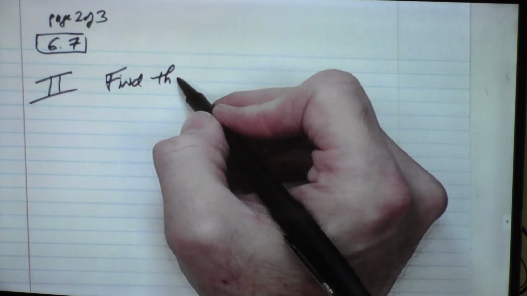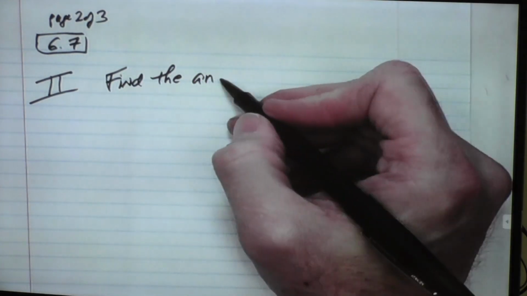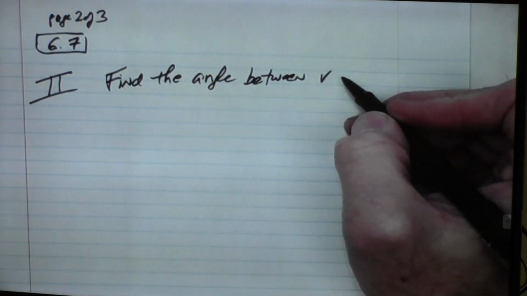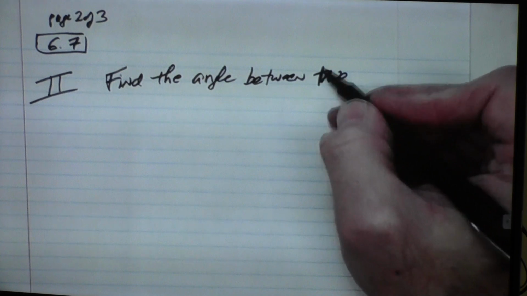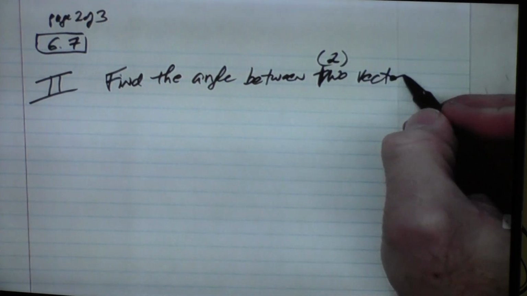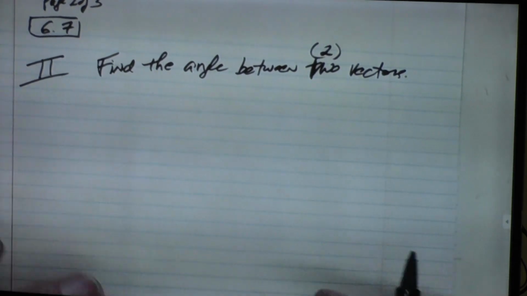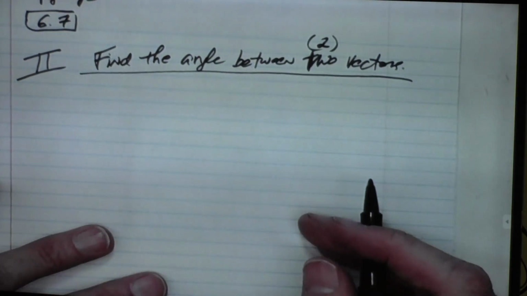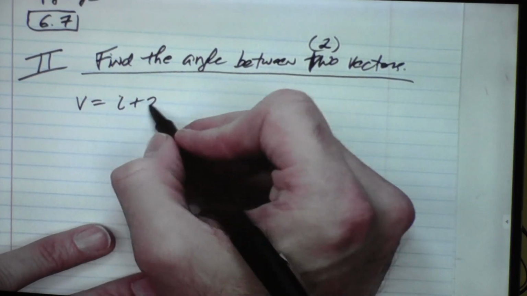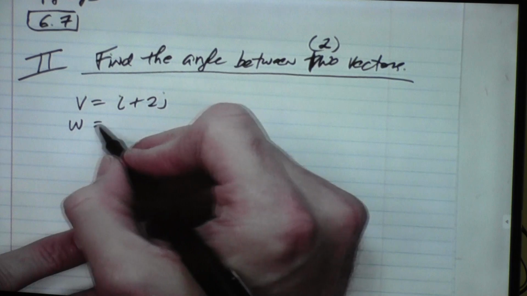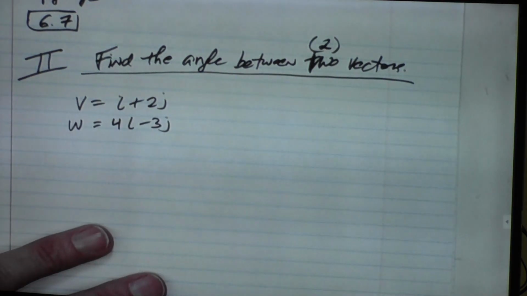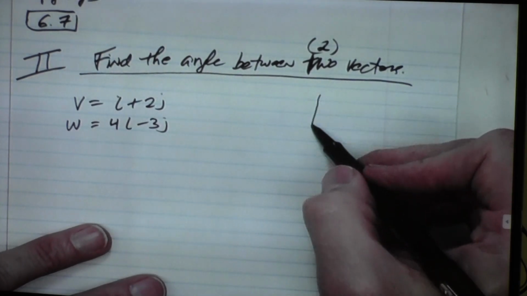Find the angle between two vectors. Okay, let's go over what I mean by that. I'm going to take these two vectors, v is i plus 2j, and w is 4i minus 3j. So we're going to graph those.